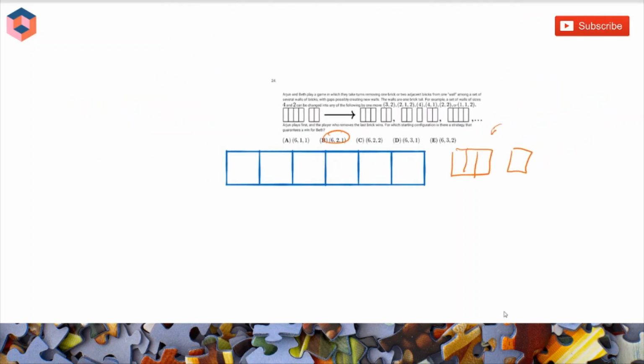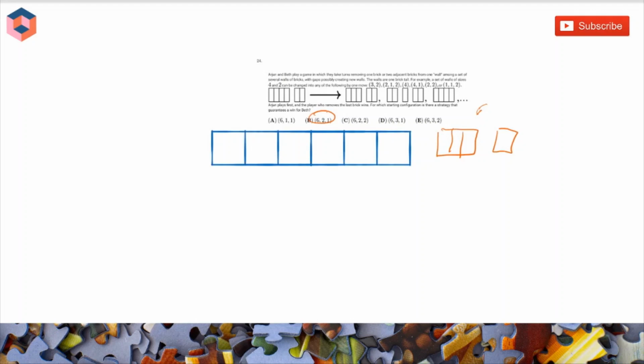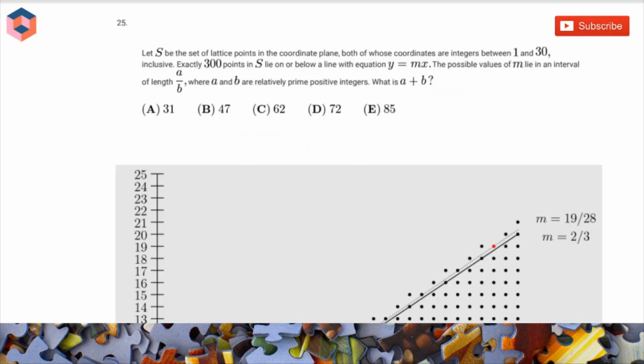Okay. Problem number 25. Let S be the set of lattice points in the coordinate plane, both of whose coordinates are integers between 1 and 30 inclusive. So that's just a lattice point, coordinates where both are integers. Exactly 300 points in S lie on or below a line with equation y equals mx. The possible value of m lies in an interval of length a over b, where a and b are relatively prime positive integers. What is a plus b?